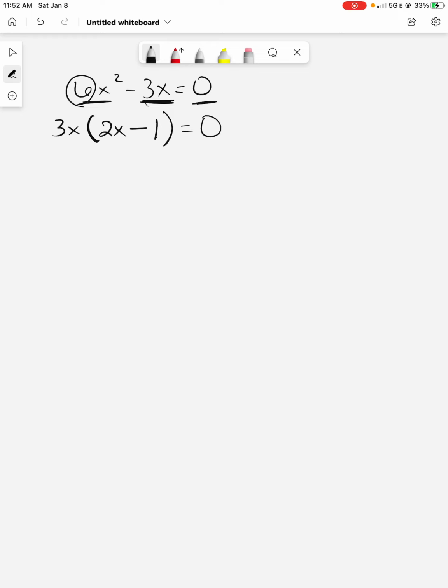Once you have 2 factors, which is what we have here, 3x times 2x minus 1, equal to 0, we can set each factor equal to 0 and solve for x, because you can only get 0 when you multiply by 0, right? In order to have a 0 on the right side, we have 2 things multiplied together. One of those things must be 0 in order for that to be true. So we set them equal to 0.